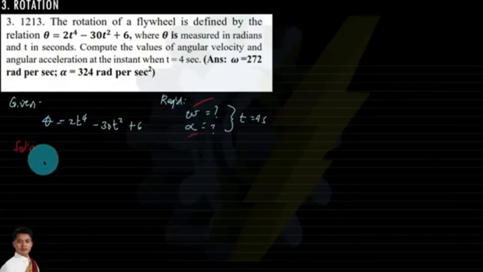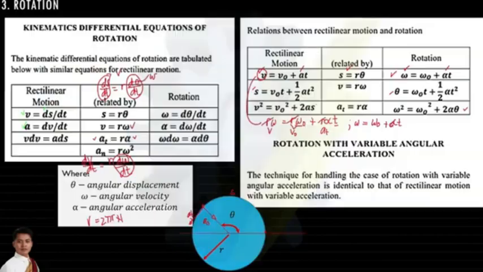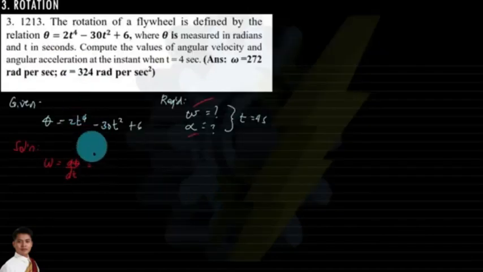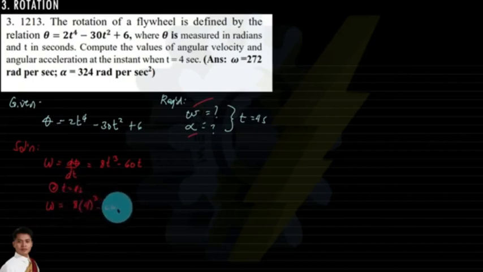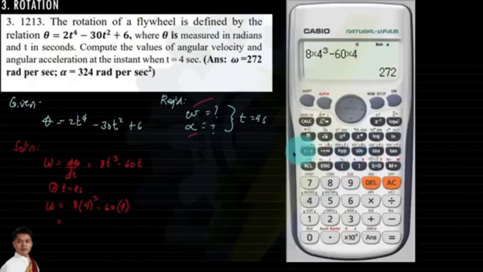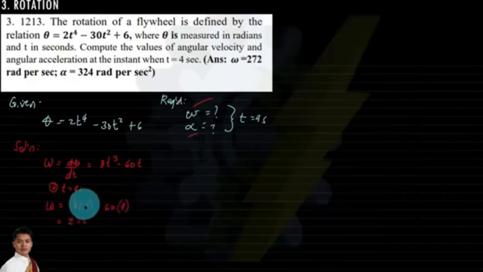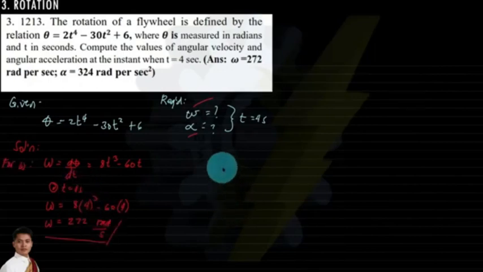Solution: omega is equal to d theta over dt, or that is equation number 1 for this case. So this is equal to differentiating the given equation with respect to time. So we have 8t cubed minus 60t. At 4 seconds, our omega is equal to 8 multiplied by 4 cubed minus 60 multiplied by 4. So our omega here is 272. The unit is of course radian per second. So next we have alpha.